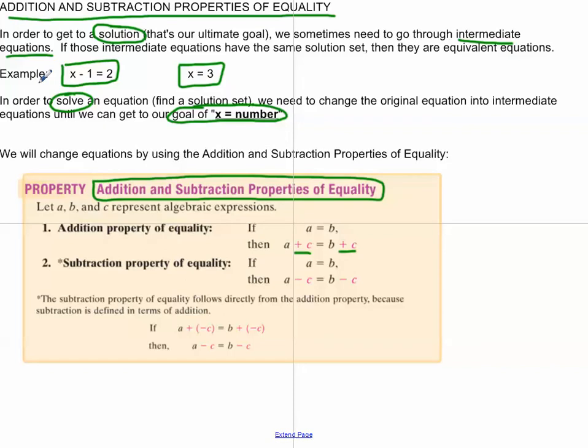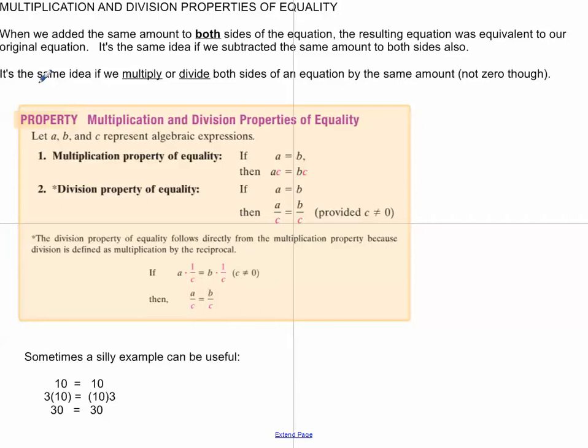Essentially, if you've got something added to or subtracted from the variable, you've got to move that over by doing the opposite function. So we have the same idea here for multiplication and division properties of equality as well. When we added the same amount to both sides of the equation, the resulting equation was equivalent to that original equation. It's the same idea if we subtracted. That's pretty much what we did in our previous video.